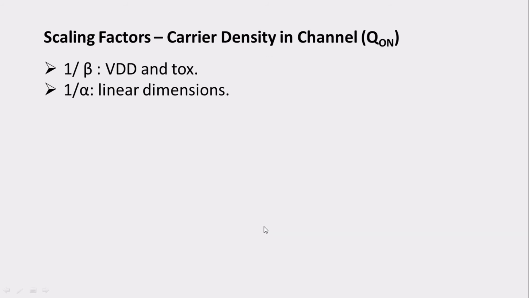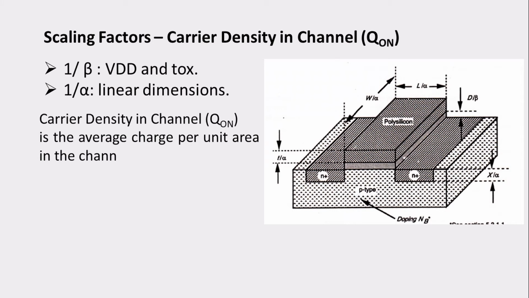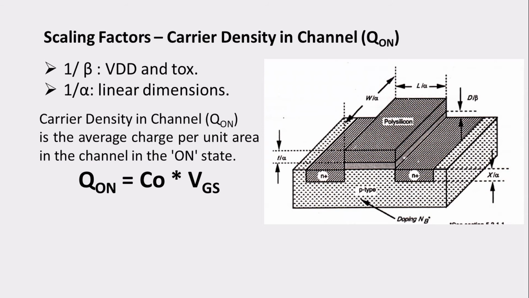Next, carrier density in a channel. Carrier density is nothing but the average charge per unit area in the channel in the on state. That means the charge carriers will be activated when the MOSFET is in working condition, and the charges will be lying near the channel, near our gate. So what we can tell is that Q is given by C into V.